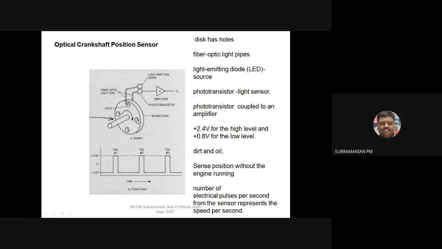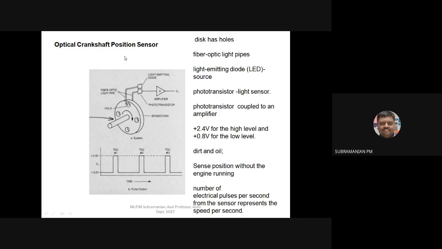Say it is a four cylinder engine. If the signal comes, say it is the second cylinder, the second cylinder piston has reached TDC. You have to remember these lines, which are known as fiber optic light pipes. The source is the light emitting diode, the receiver is the phototransistor, and we have an amplifier. Why an amplifier? We have to measure voltage, and the amplified voltage lets me calibrate well. Whenever a particular voltage is reached, I can understand the piston has reached TDC.